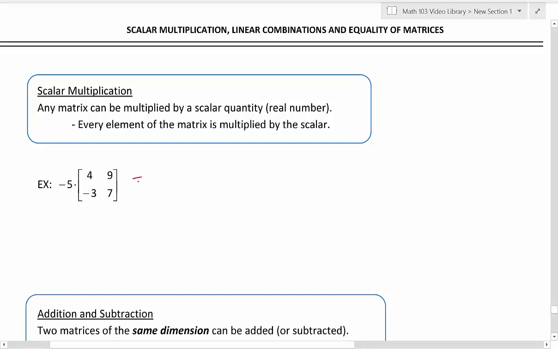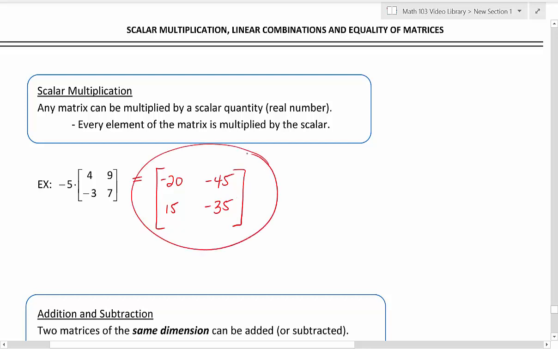We want to multiply this matrix by -5. We're just going to multiply every element. Don't make it hard. We get -20, -45 in our first row, +15, -35 in our second row. And that's our answer. That's it.